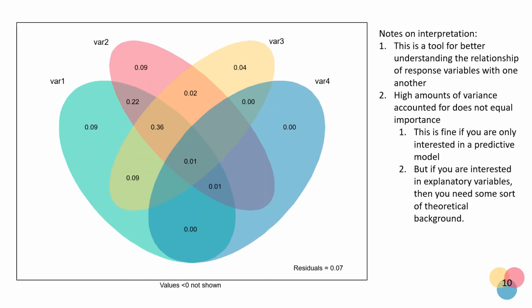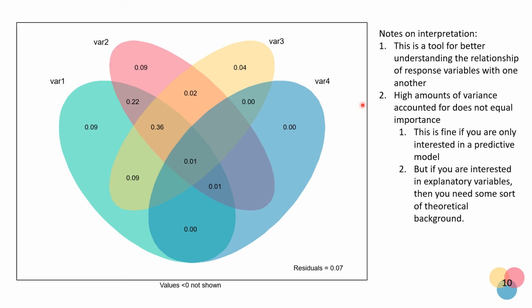So before I let you all go on the lab, I just want to make a few last remarks on this method. This is mainly a tool for understanding the relationship of your response variables with one another and how they fit in your model. Understanding relationships that you don't get just from the output of an RDA, CCA, or a multiple linear regression. It's more to enhance your understanding of the model rather than to be used in a model building or selection process.